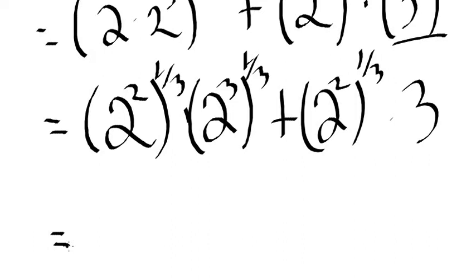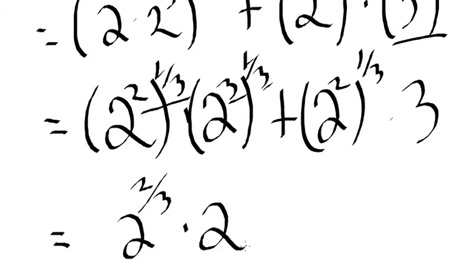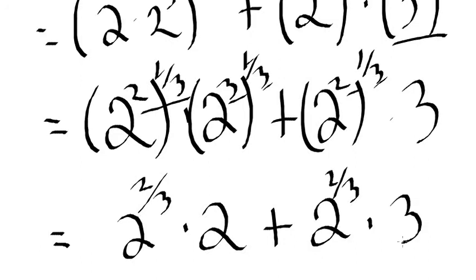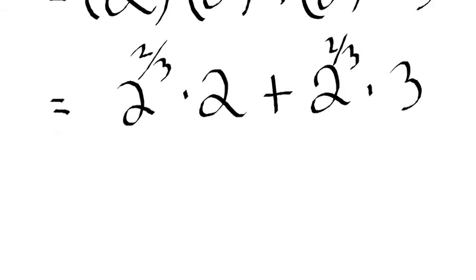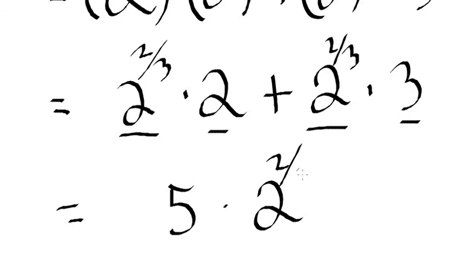I'm going to go ahead and rewrite this as 2 raised to the 2/3, multiplying the exponents. 3 times a third is 1, so that just becomes 2. That becomes 2 to the 2/3 and 3. Now we have 2 to the 2/3, 2 of them, and 3 of them. We can combine that now to 5 times 2 to the 2/3.